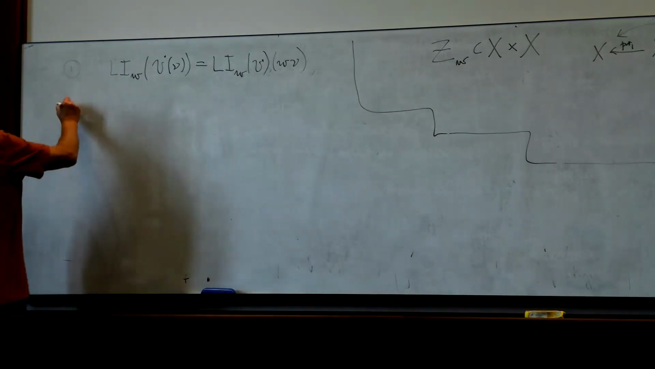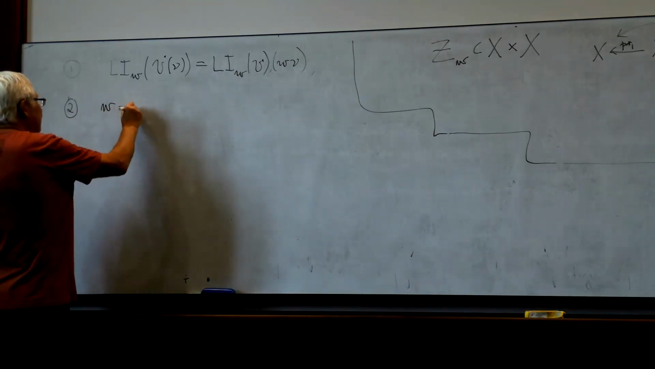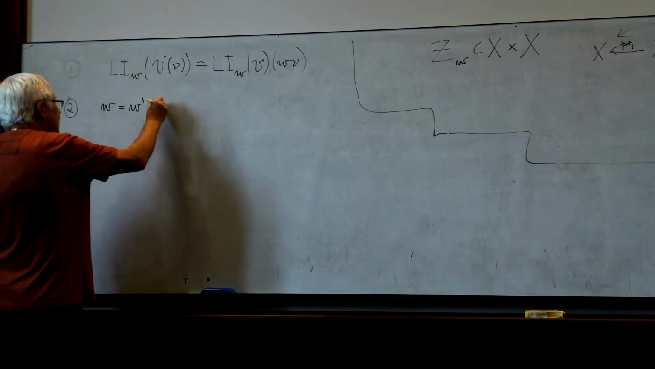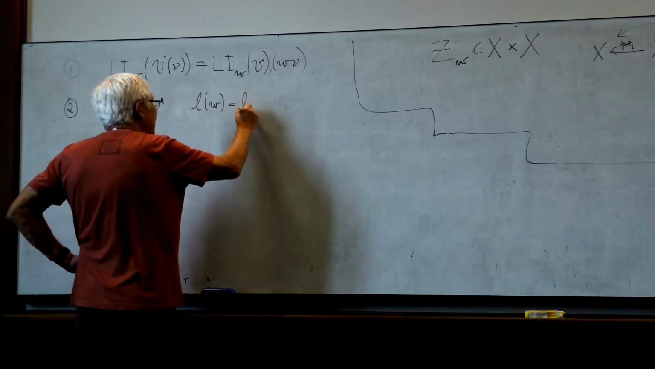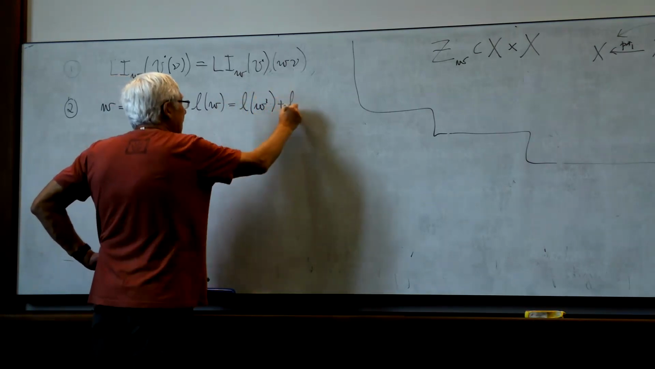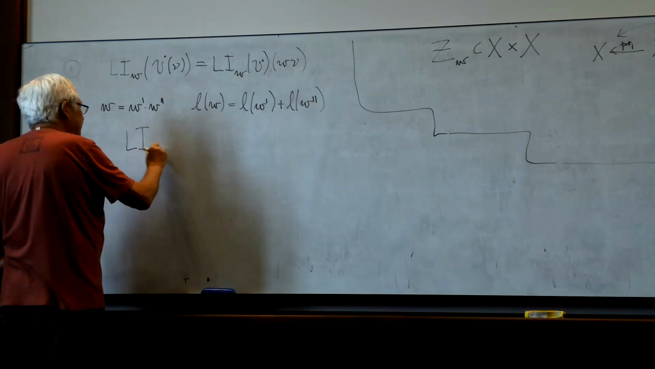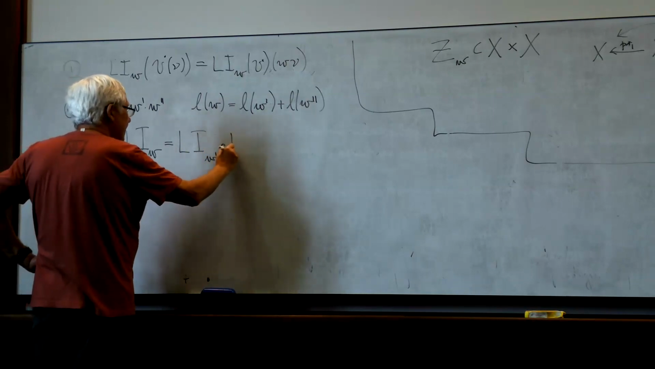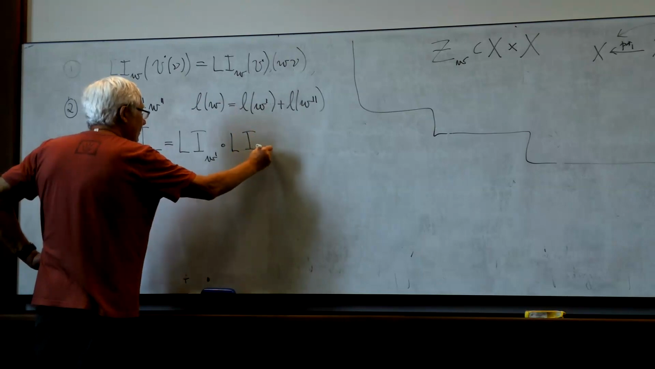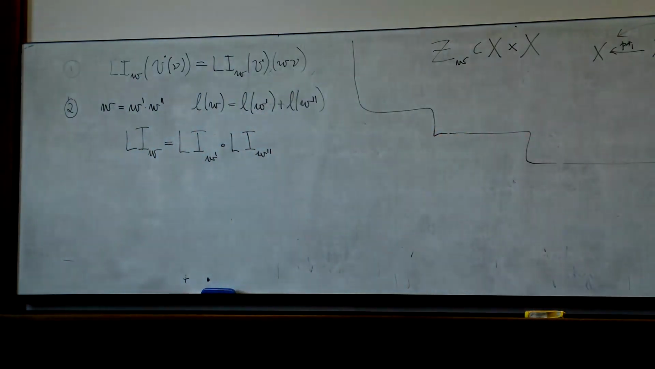And the second statement is that if W is equal to W prime times W two primes, and the lengths add up, then LW is equal to the composition of the intertwining functors. So basically, we have a product of them, using the calculation of the intertwining functors with simple roots.